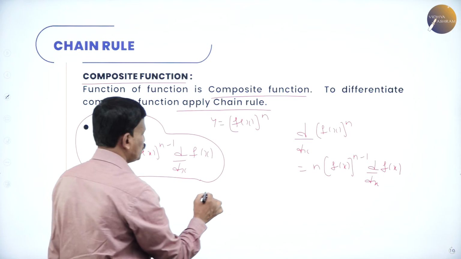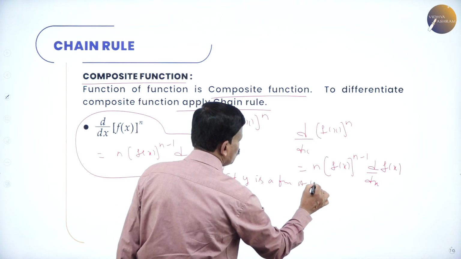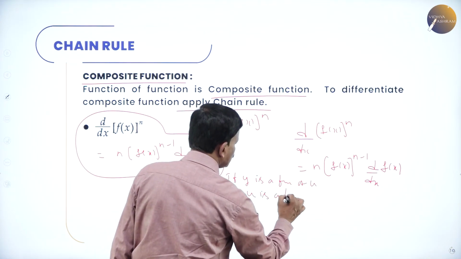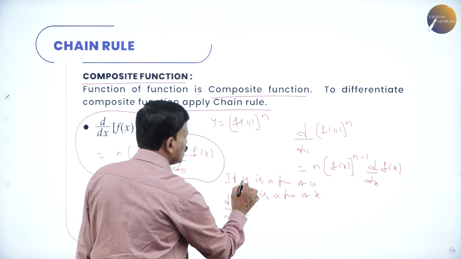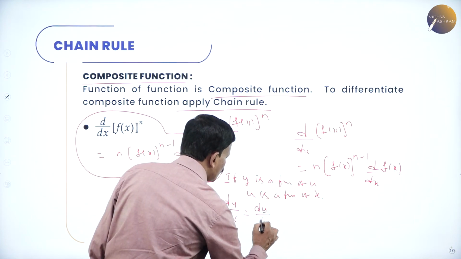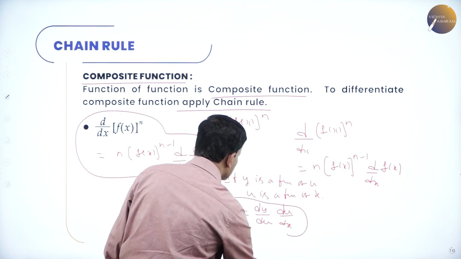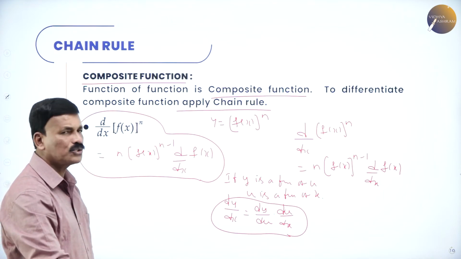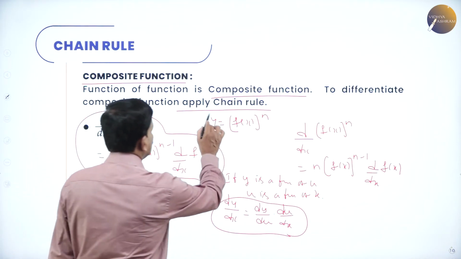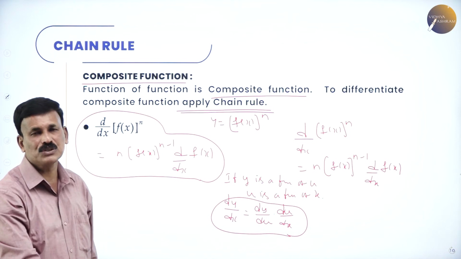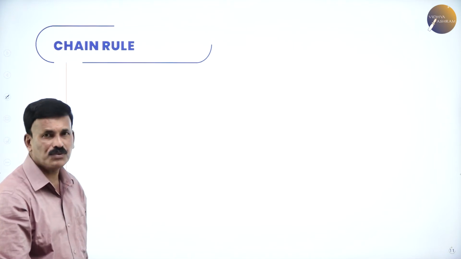Suppose y is a function of u and u is a function of x, then dy by dx can be written as differentiate y with respect to u, dy by du, into u with respect to x, du by dx. So this is called your chain rule. dy by dx is equal to dy by du into du by dx. So that is also called differentiation of a function using chain rule or composite differentiation. Okay. Now let us take few problems based on this.